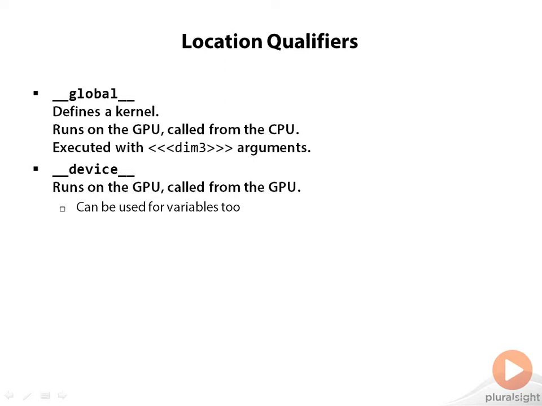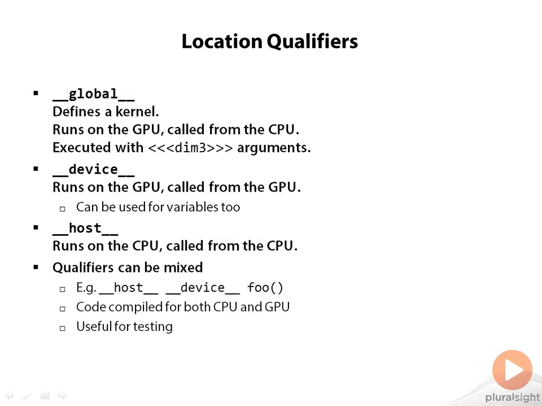And finally, there is __host__, which means the function is called by the CPU and runs on the CPU as well. And I guess there isn't much point for this except that qualifiers can actually be mixed. So you can have a function declared as __host__ __device__, for example, and this function would be compiled for both the CPU via the host compiler and for the GPU via the CUDA compiler. So these things are typically useful for testing or just situations where you want to avoid code duplication.